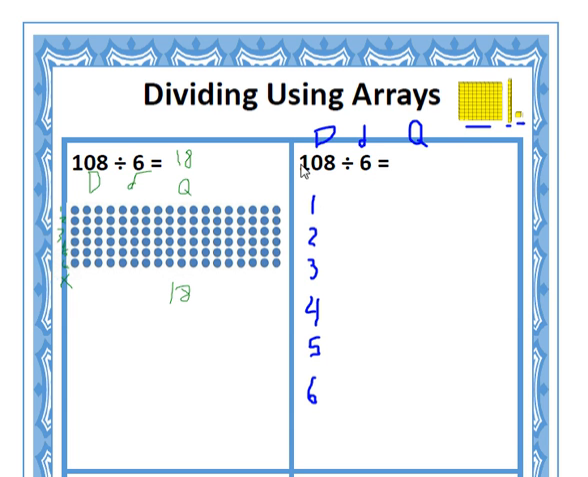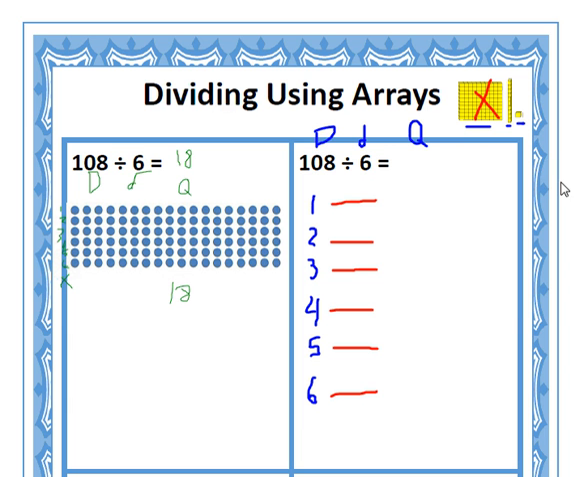Alright, so how would that work? Let's see, we have 108. Can we use 600s? 100, 200, no, that would be too big. So we can't use 600, so this one's out. But we can use 10s, right? So how many 10s can we use? Let's see. I'm going to put one of these sideways. 10, 20, and I'm just drawing a line because drawing one of those is going to be hard. 30, 40, 50, 60.